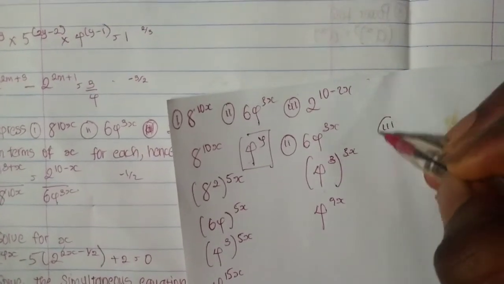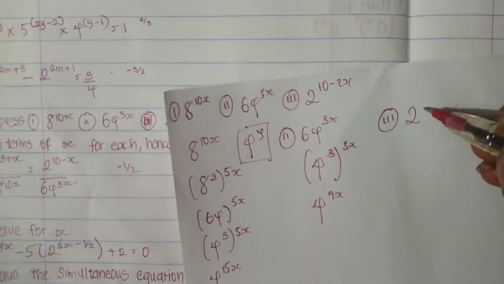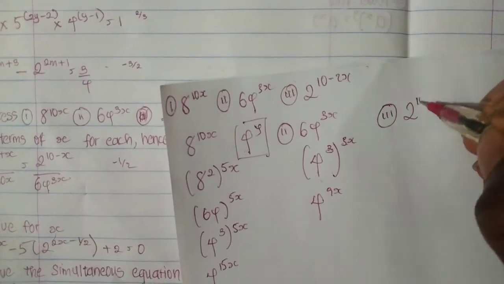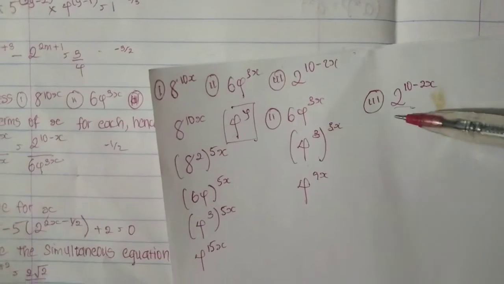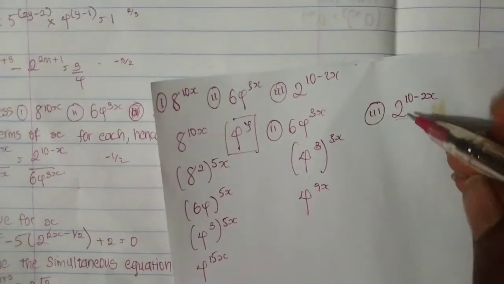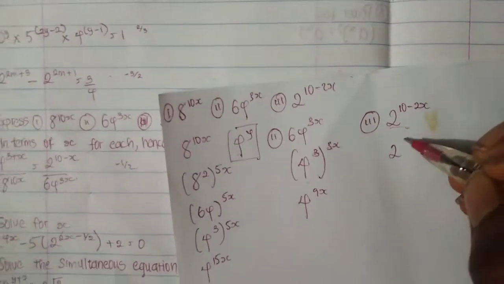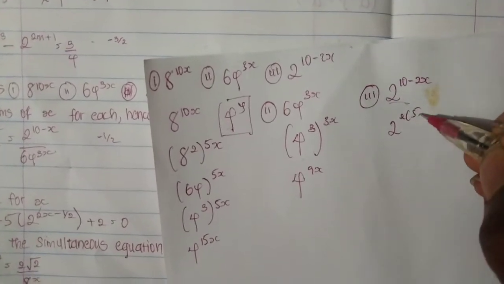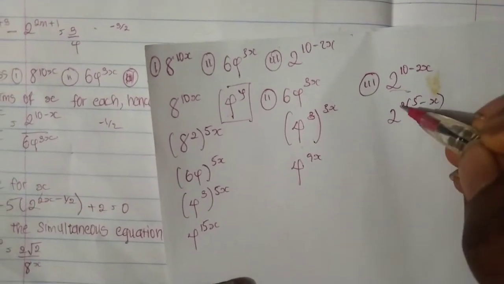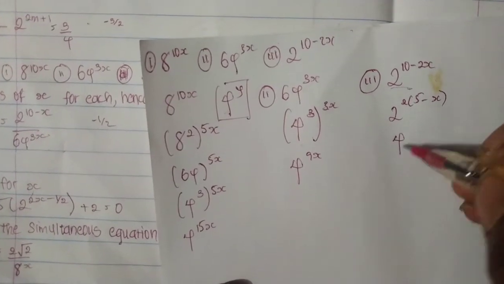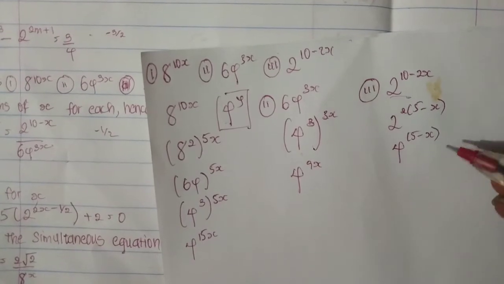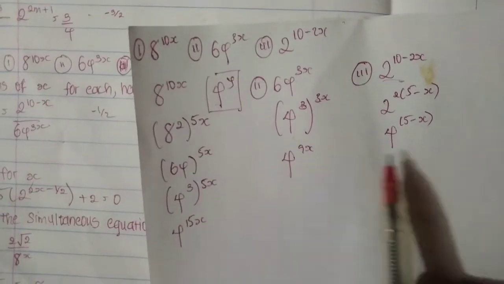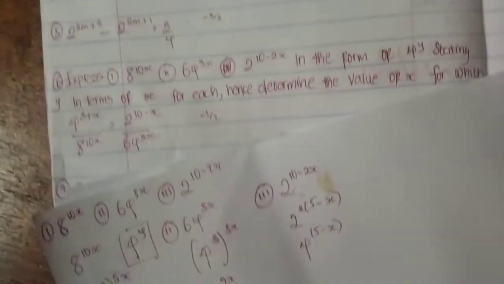Let's solve for Roman figure 3, which is 2 to the power of 10 minus 2x. How can we put this in the form of 4 to the power of y? I can easily factorize out 2 from here: 2 bracket 5 minus x. So we have 2 squared, 2 to the power of 2 is 4, raised to the power of 5 minus x. So I have successfully written all of them in 4^y form. So I have obeyed the first sentence.